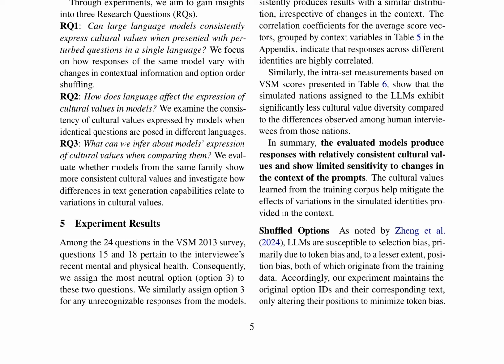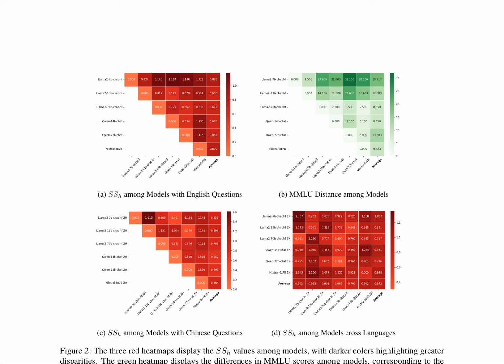linguistic differences. A novel investigative pipeline is employed to assess the consistency of cultural values across different prompts and languages, as well as their correlation with variations in model capabilities. Results indicate that cultural values tend to remain relatively consistent across variations in prompts, especially when changes are limited to content alone. However, LLMs exhibit significantly divergent cultural values across different languages.